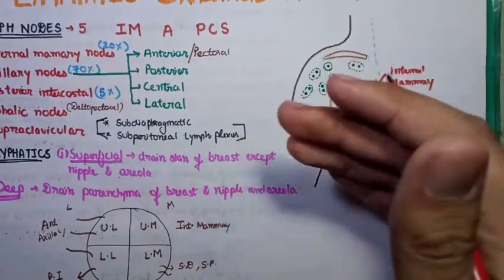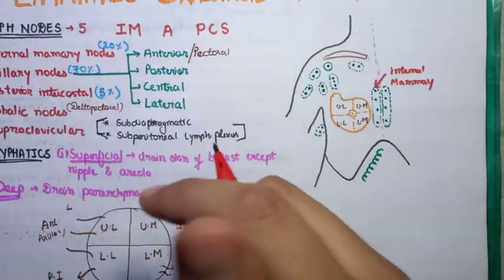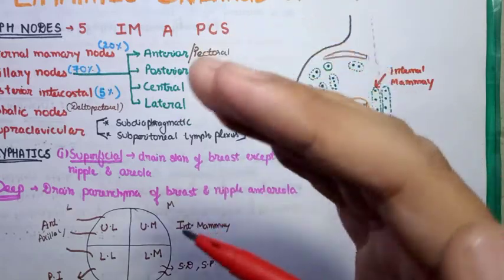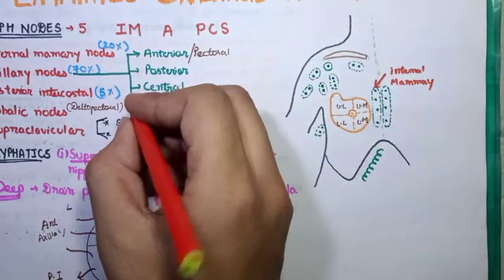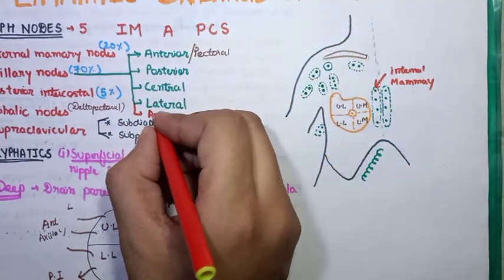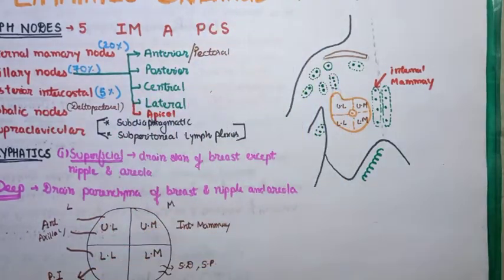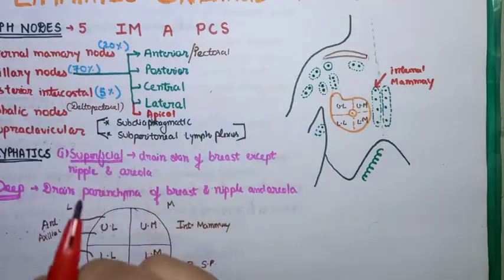So first of all, we discuss all the axillary nodes. So how many groups do we have? We have anterior group, posterior group, central group, lateral group, and one more group, that's called the apical group. So also write it down in the notes. In total we have 5 groups in the axillary nodes.